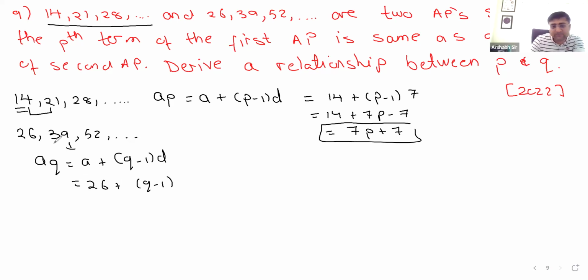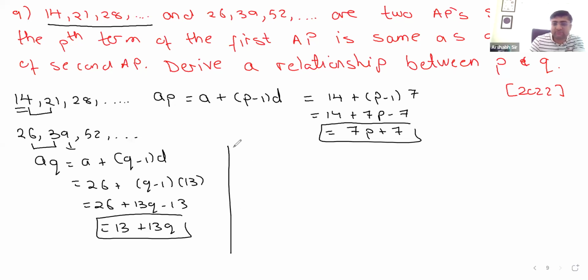Common difference क्या है बच्चों? 39 minus 26. That is 13. So it is 26 plus 13q minus 13, that is 13 plus 13q. Till here any doubt for any child beta, yes or no?